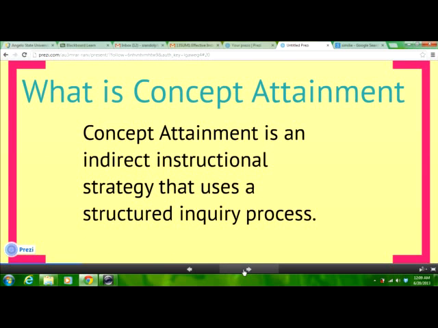Concept attainment model is an indirect instructional strategy that uses a structured inquiry process. This is the definition that was given to us off of the website that was provided for us on Blackboard. I thought it was the best one because it explained what exactly the concept attainment model is.